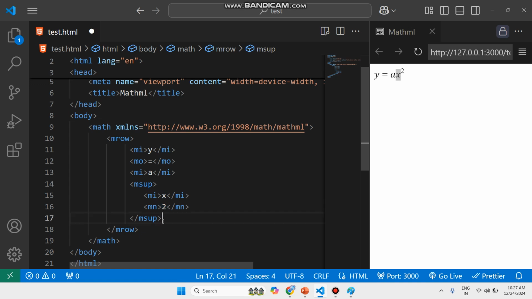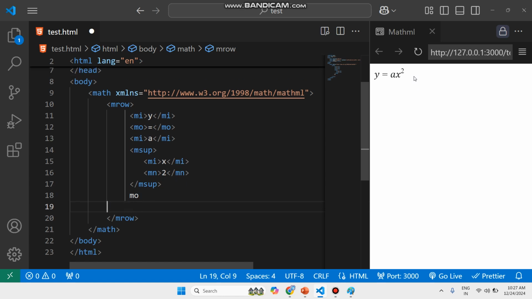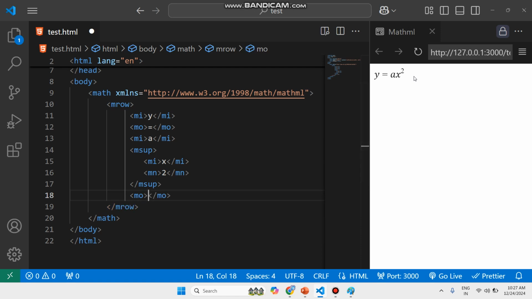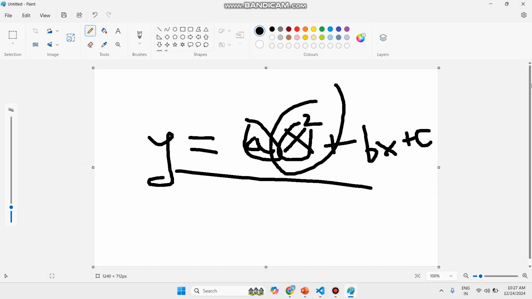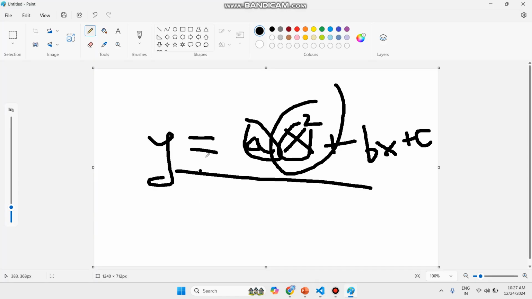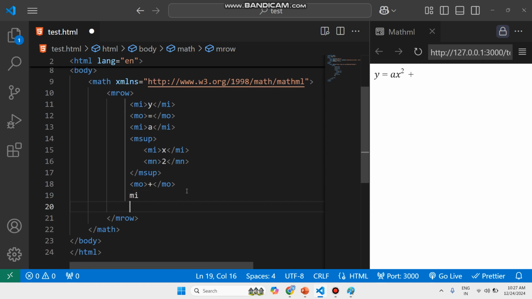After that, go outside of the msup because I want to write one operator again. So how can we write the operator? Using mo, right? Isn't it? Let me write mo, mathematical operator. Which operator do we need to use? Right now we need the plus sign. Let's use plus. Plus also done. After that, what do we have? We have bx. For bx we have mi only.